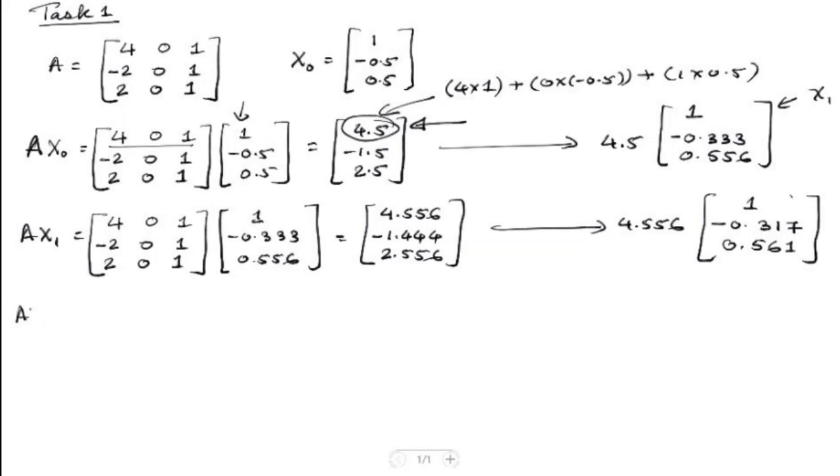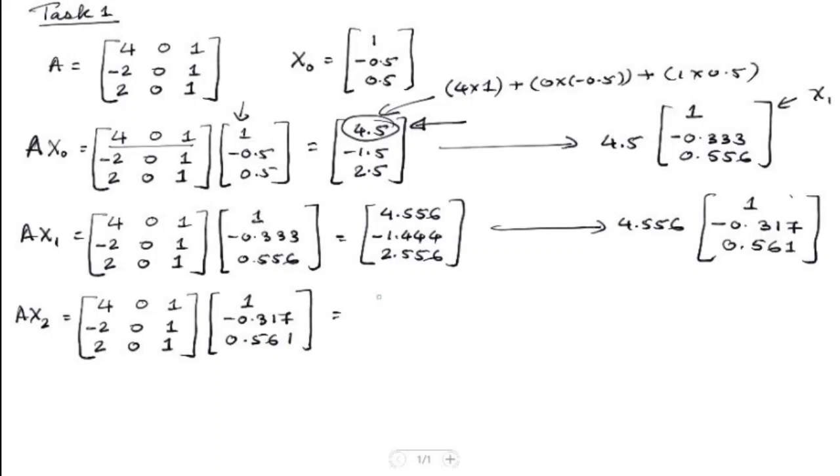So we'll multiply A times x2. We'll take A here times x2, which is 1, minus 0.317, 0.561, and this will give us here 4.561, and then we'll have minus 1.439, and then we'll have here 2.561.